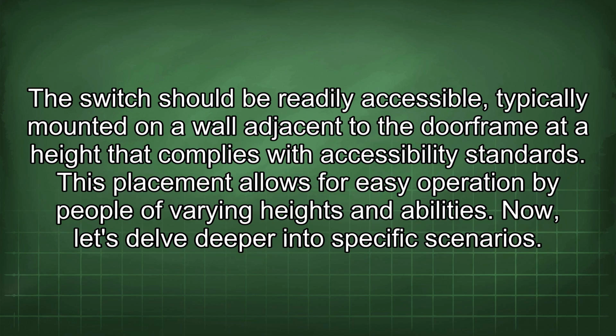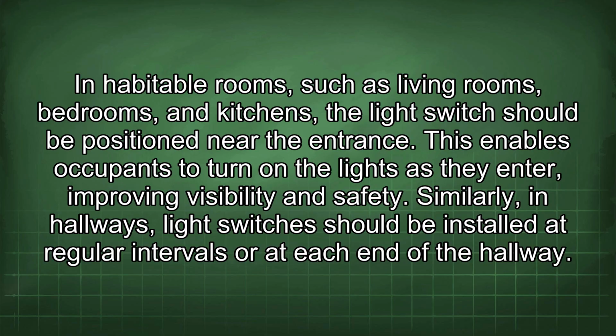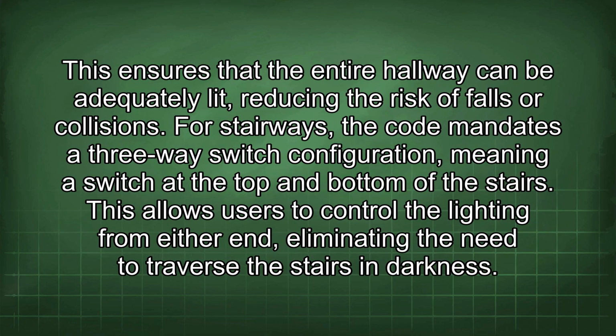Now let's delve deeper into specific scenarios. In habitable rooms such as living rooms, bedrooms, and kitchens, the light switch should be positioned near the entrance. This enables occupants to turn on the light as they enter, improving visibility and safety. Similarly, in hallways, light switches should be installed at regular intervals or at each end of the hallway. This ensures that the entire hallway can be adequately lit, reducing the risk of falls or collisions.